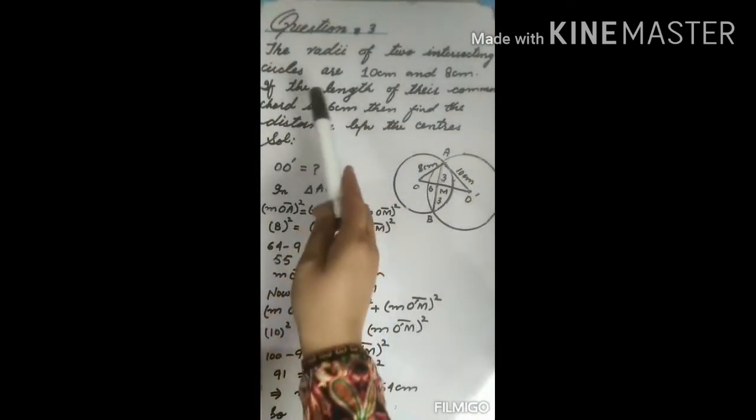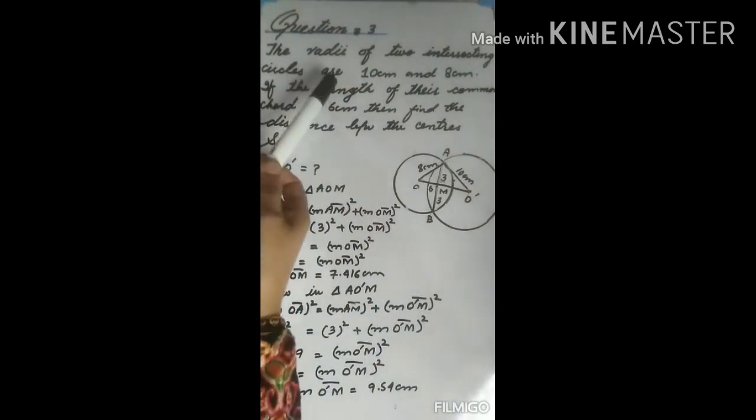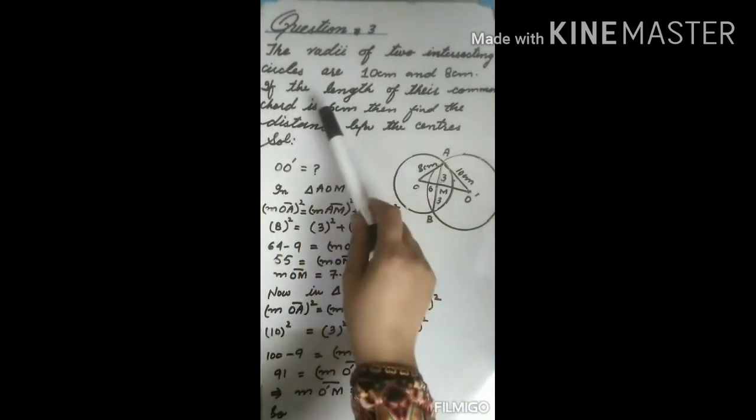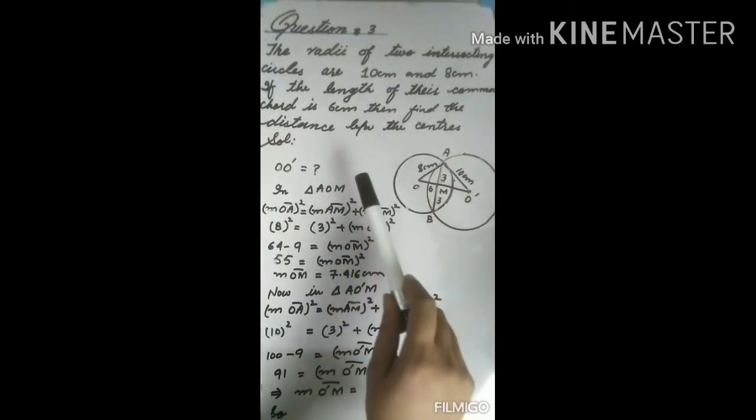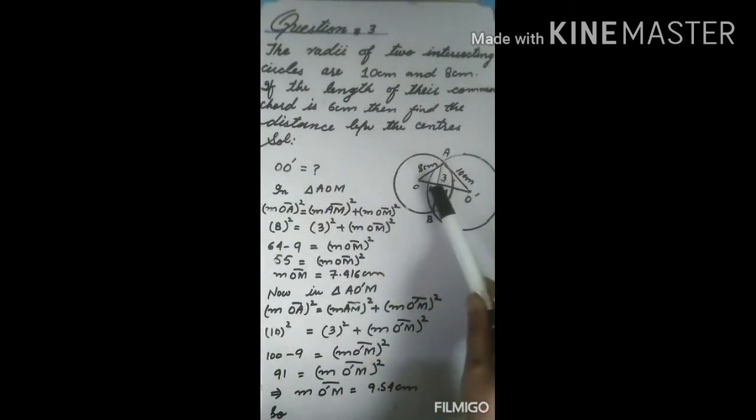Now come towards question number 3, that is, the radii of two intersecting circles are 10 centimeter and 8 centimeter. If the length of their common chord is 6 centimeter, then find the distance between the centers. Here we are having two intersecting circles in which one of the radius is 10 centimeter and the radius of the other circle is 8 centimeter, and both of the circles are intersecting circles.